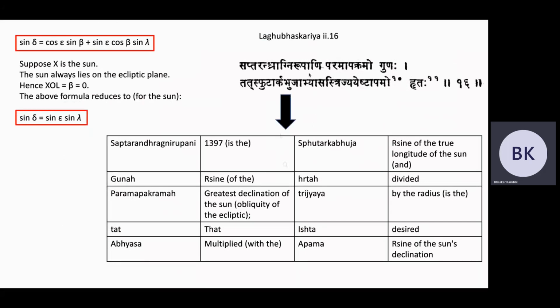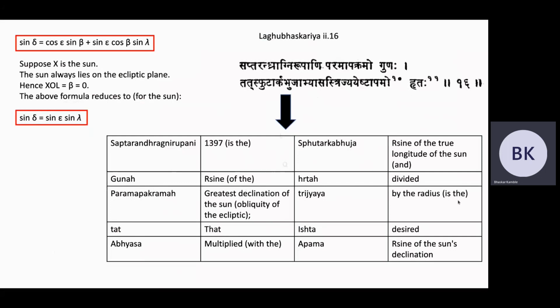Gunaha means R sine. Paramapakramaha means the obliquity of the ecliptic, or the greatest declination of the sun, which is the same as the obliquity of the ecliptic. So 1397 is the R sine of the obliquity of the ecliptic. Abhyasa is one of the words for multiplication. So that is multiplied with the Sphutarka Bhuja. Sphutarka Bhuja is the R sine of the longitude of the sun.